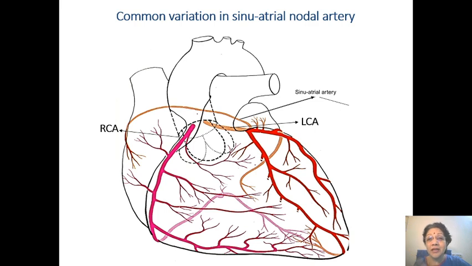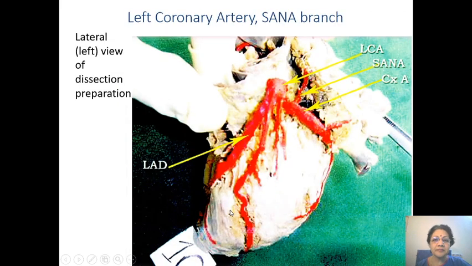So this is that small percentage of variation, I think 20% if I remember right, from the last class. I hope you have read up and come, because otherwise you won't make sense of what I'm saying today. So we have the origin, a variation or a variable origin of the sinoatrial artery from the left coronary system, not the right coronary system. But this is still not the criteria by which we say dominance. Dominance is for which of the two arteries gives the posterior interventricular branch. So let's look at that.